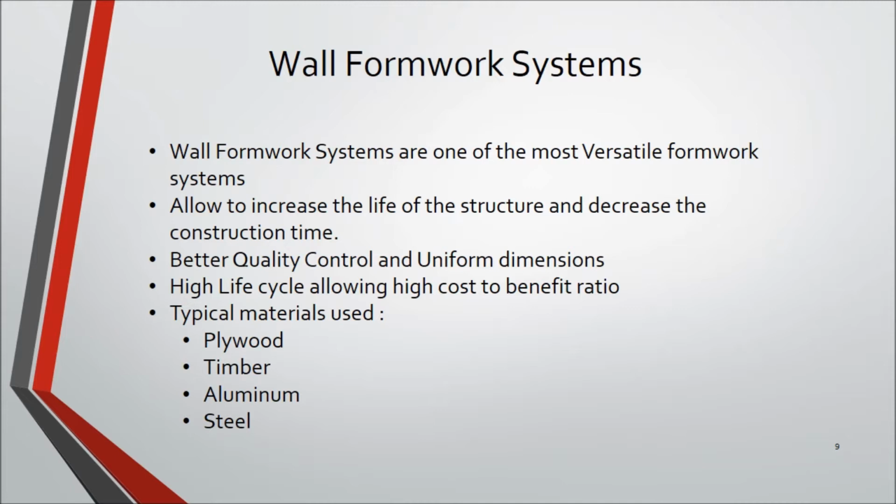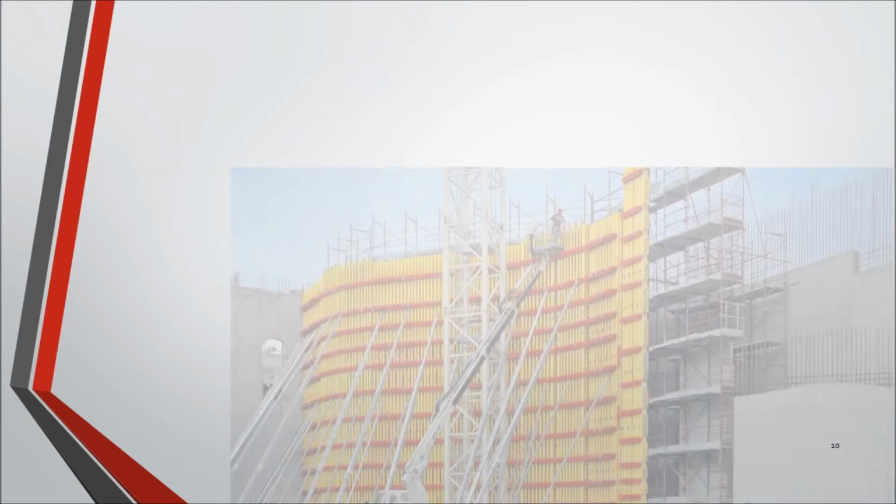Wall formwork systems are one of the most versatile formwork systems. They greatly reduce the construction time, and provide better quality control. The high life cycle leads to reaping a higher cost-to-benefit ratio on a particular site. Typical materials used nowadays are plywood, timber, aluminum and steel. The life of each formwork material is different and affects the costs. Now let's have a look at some currently used wall formwork systems.